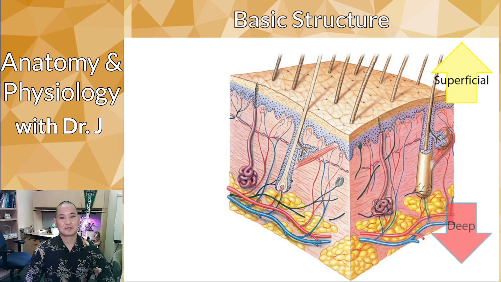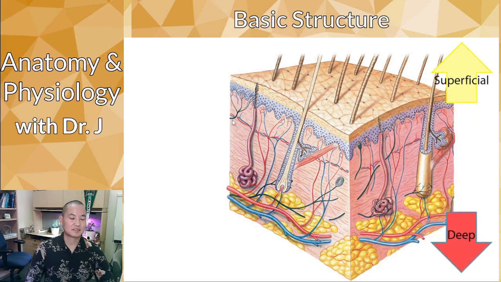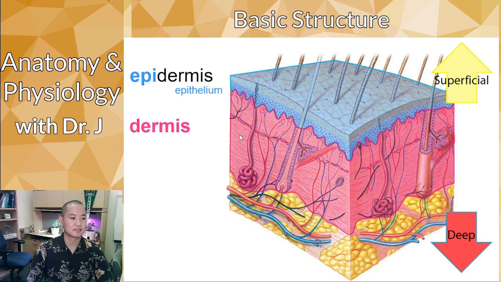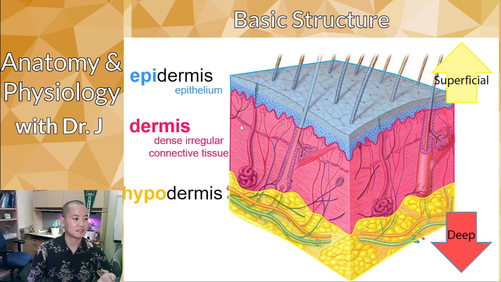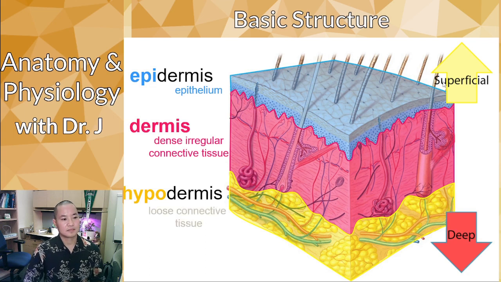Alright, so we talked about the basic layers of the skin, and we did get through the first two superficial layers. So we talked about the epidermis and dermis, which together make up the cutaneous membrane, aka your skin. Now below that we have the hypodermis. So the hypodermis is below the dermis. Makes sense, right? So let's talk about the hypodermis.